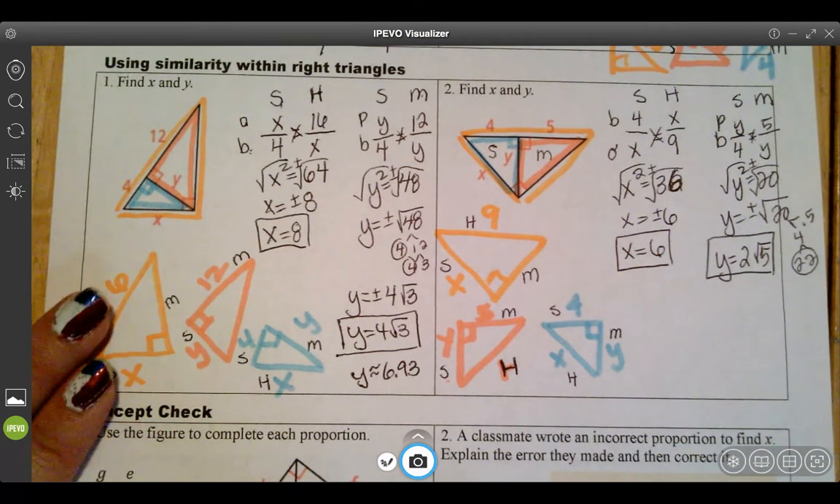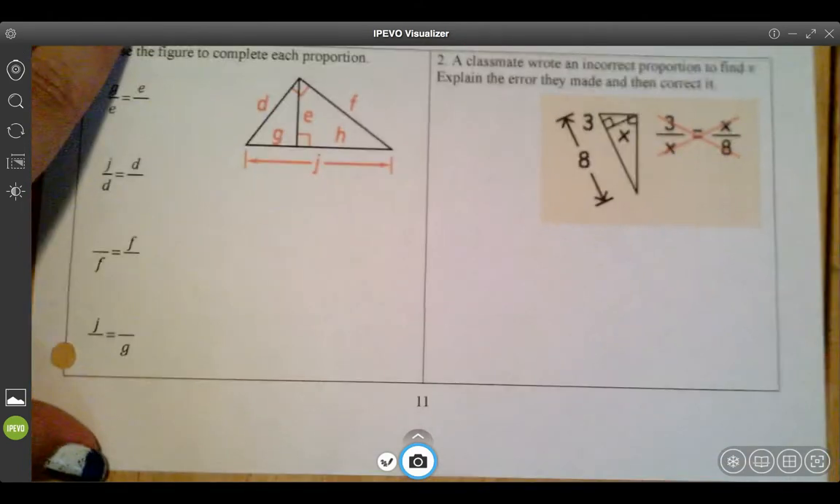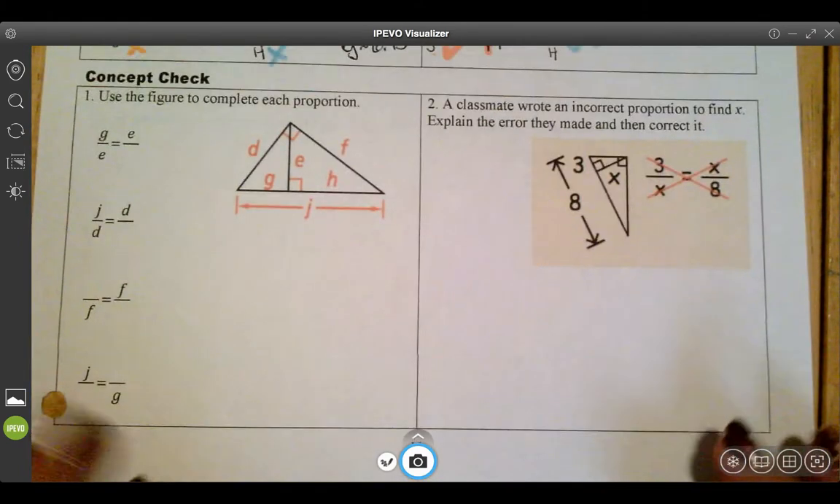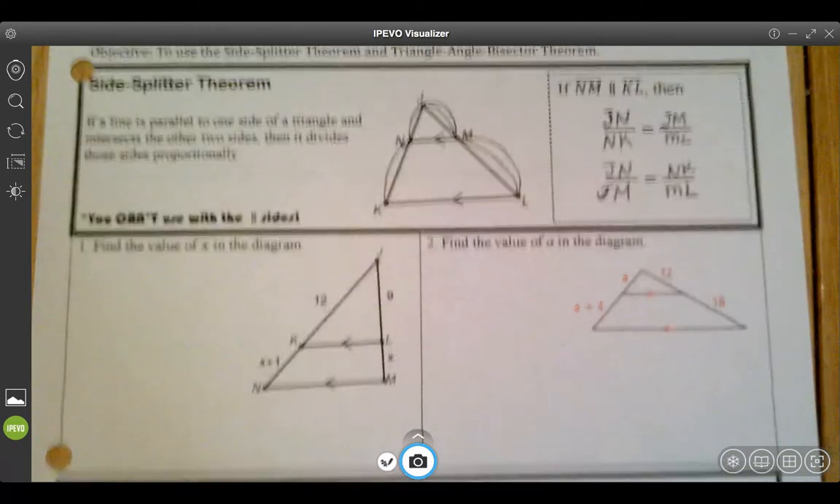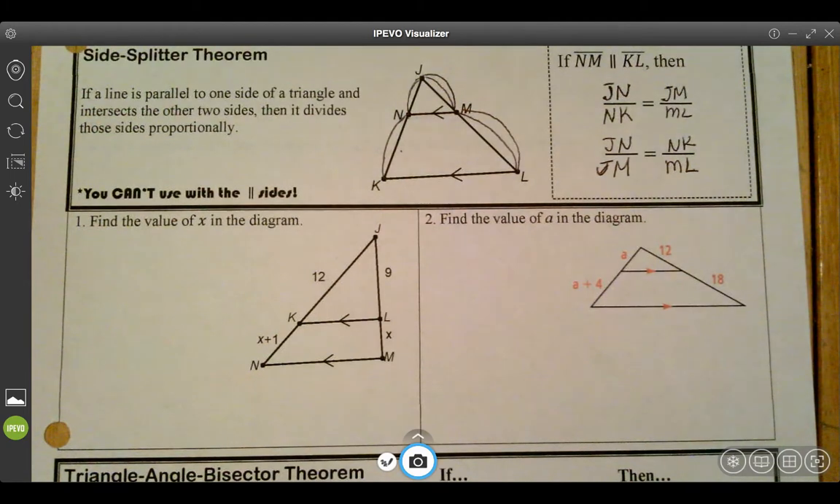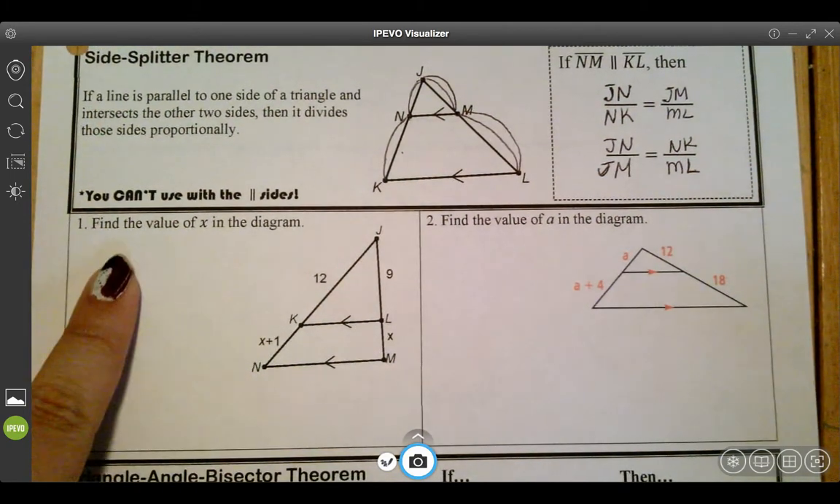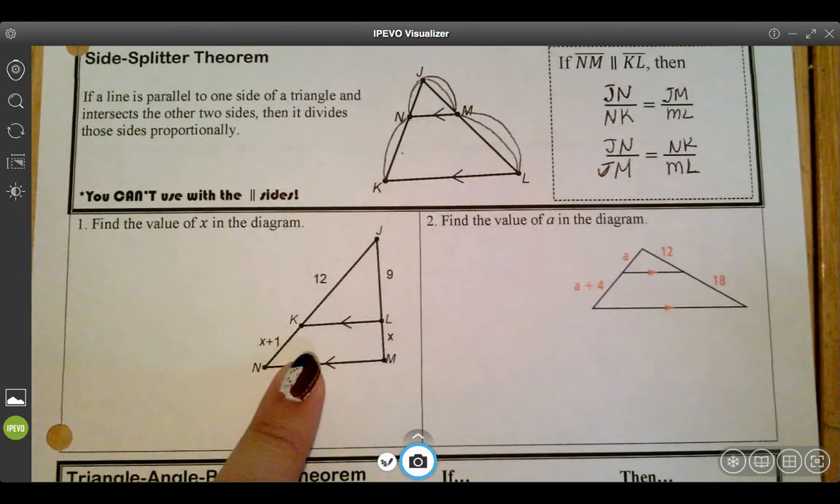Okay. Using those same tricks, I'd like you to answer these two, and we will go over them in class. On the next page, looking at example 1 here, find the value of x in the diagram. So we're looking at this.